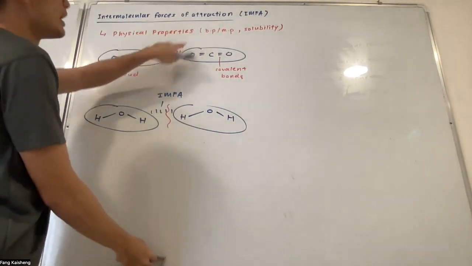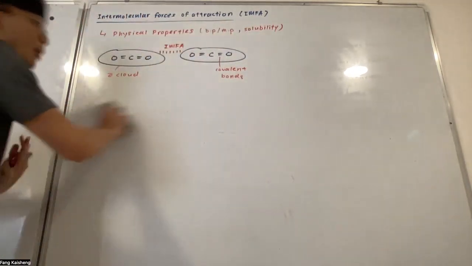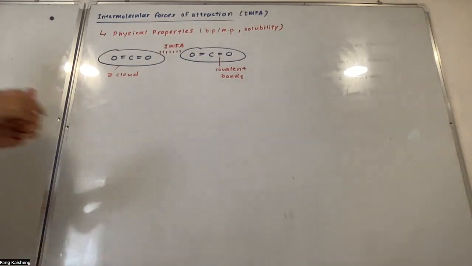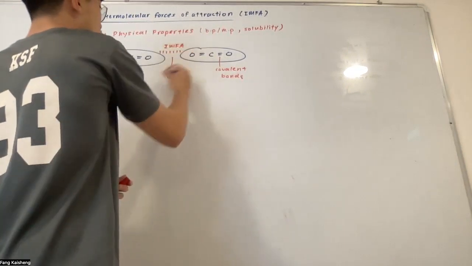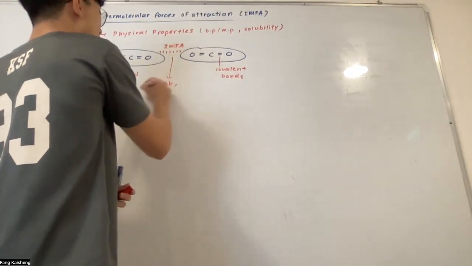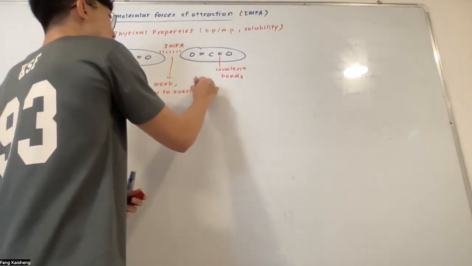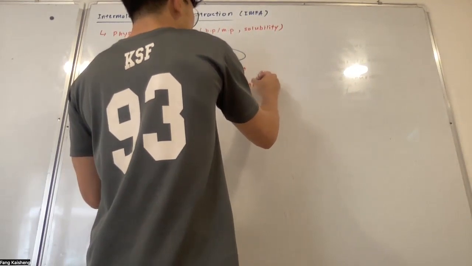Intermolecular forces are responsible for all these things, like boiling points, melting points, and so on and so forth. Never covalent bonds. I want you to take down more things. Intermolecular forces are generally weak and easy to overcome.